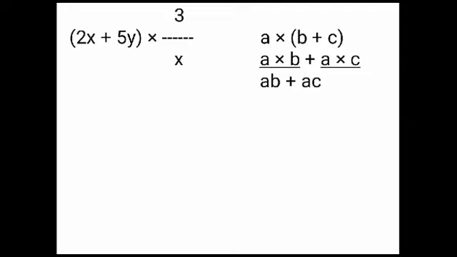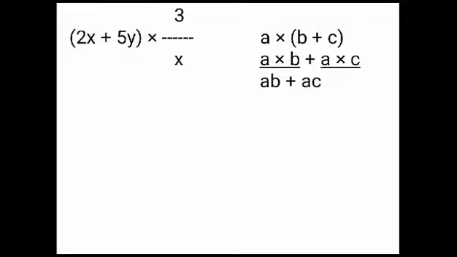When you are solving this sum, you have to use this formula. Okay, so let's start solving. 3 upon x you have to consider as a, and in the bracket, 2x you have to take as b, and 5y you have to take as c. In place of a take 3 upon x, in place of b take 2x, and in place of c take 5y. You have to understand it this way and solve accordingly.